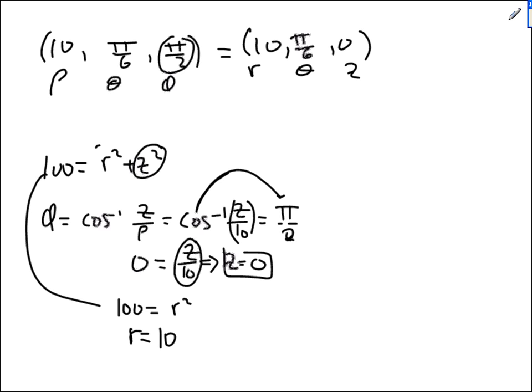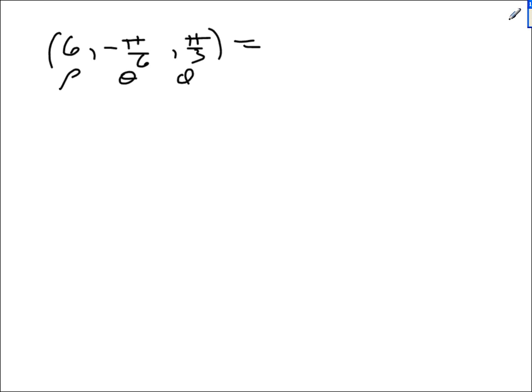Let's try one more, from spherical to cylindrical. Negative pi over 6, pi over 3. Rho, theta, phi. And we want to get r, theta, and good old z. Well, we know theta, they gave it to us. Thank you.